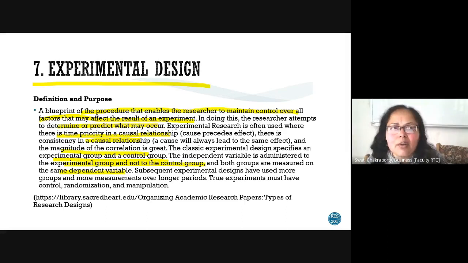Do not give. So what happens? One group, the group which is having apples, may actually result in going to the doctor fewer times compared to a group where it's not given. You're not controlling it, so you do not give and you see what happens. So that's a difference, right? So true experiments must have control, randomization, and manipulation.